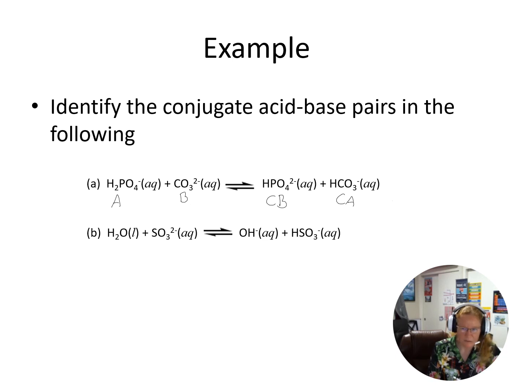Okay. When I go down to the second one, water, H2O down to hydroxide, so I lost a proton. So acid, conjugate base. And then I had the sulfite anion that went to hydrogen sulfate, so it accepted a proton. So base and its conjugate acid. Okay?